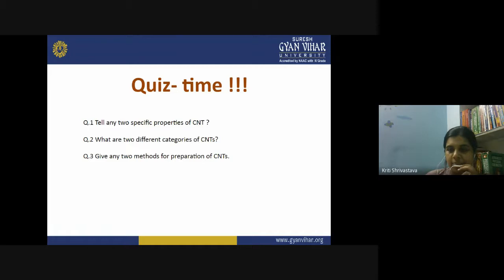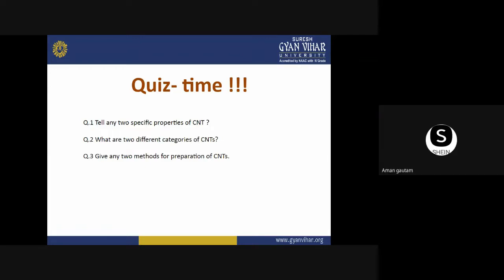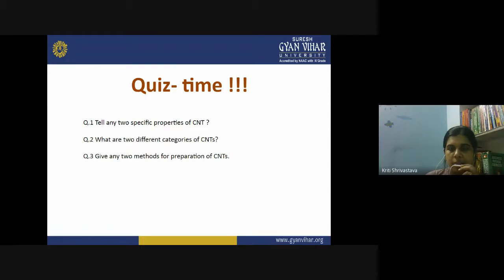And the second question is, what are the two different categories of CNT? Very easy question. Two types of carbon nanotubes. We have single wall nanotubes and multi-wall nanotubes. So these are the two different categories of carbon nanotubes. Single wall is like a single pipe, and multi-wall is when you have so many pipes connected together.